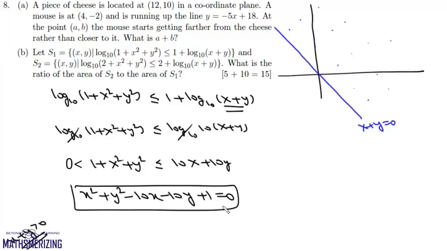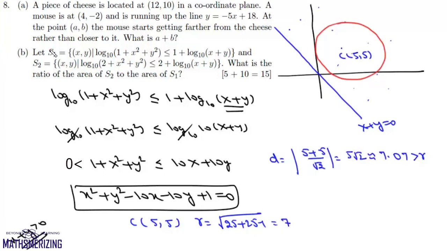Now the center of the circle will be at (5, 5), and its radius will be under root of 25 plus 25 minus 1, that will be 7. So the area representing this S1 is the area of this entire circle. So the area of S1 will be simply pi r square, and r in this case is 7. So it will be simply 49 pi.